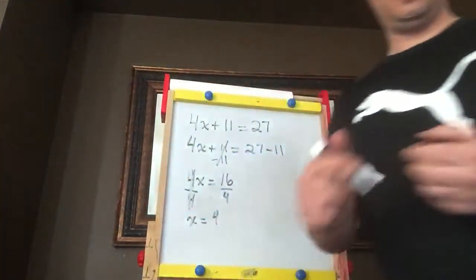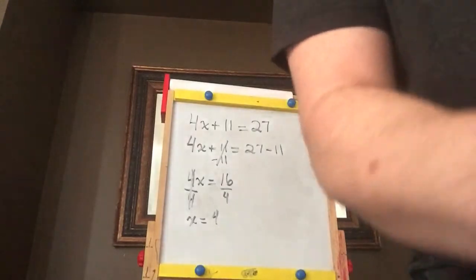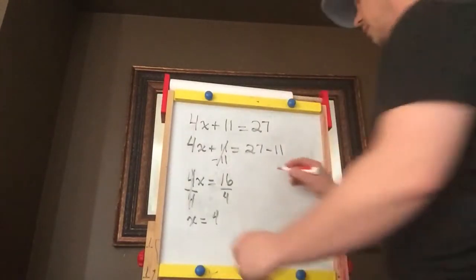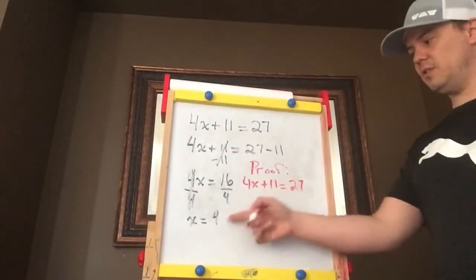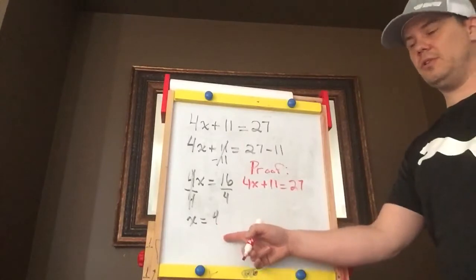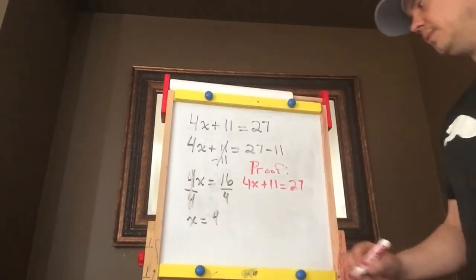Try and squeeze my proof in over here. Well, I'll do it in another color so it's easier to see. Okay. Proof. 4x plus 11 equals 27 is the equation that we're working with. We now know, or we think we know at least, that x equals 4. So we're going to take the x out and put 4 in its place.